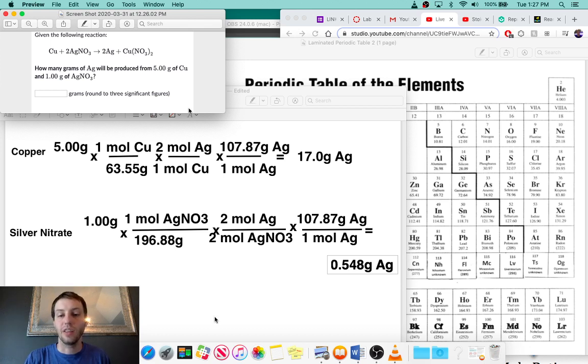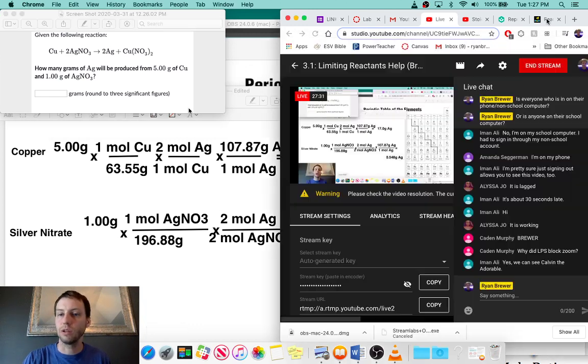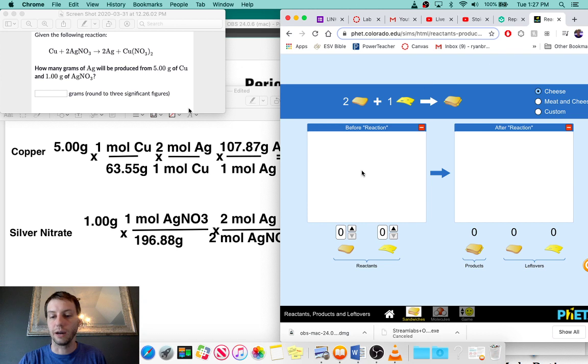And I can see that that clearly is the case. It makes far less silver than my copper. So what's going to actually happen in this reaction? Well, the copper and the silver nitrate are going to react, and I'm going to have a ton of copper left over. Copper is my excess reactant. All of the silver nitrate is going to be consumed, and if I wanted to make any more silver, I would need to add more silver nitrate. Adding more copper to the reaction is not going to do anything because I've reacted all my silver nitrate. That really is what limiting reactants is all about.